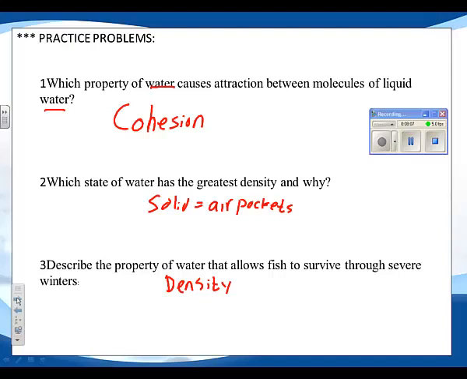And describe the property of water that allows fish to survive through severe winters. And that's going to be density, very much like the last problem. If the ice were to freeze and sink to the bottom, that would squish all the fish and would suffocate them with no oxygen for them to breathe. With ice going to the top, they can still have oxygen permeating into the water that allows fish to breathe instead of squishing them and freezing them in place all winter long. That would be that.